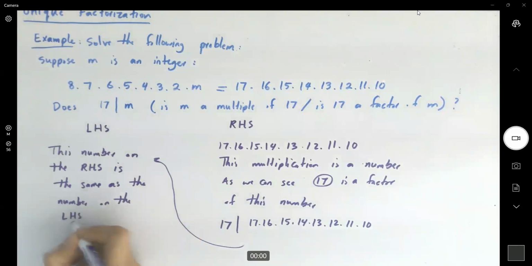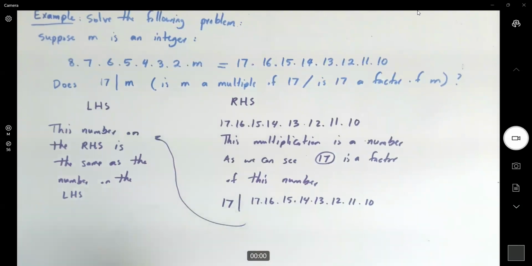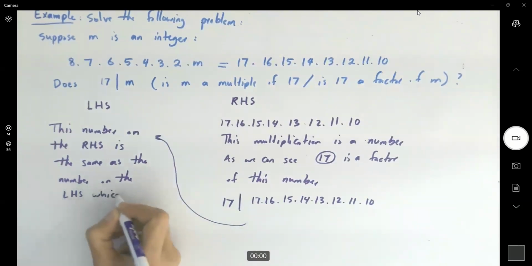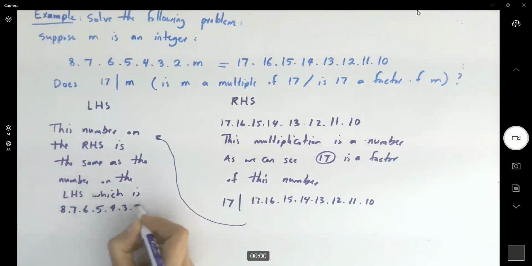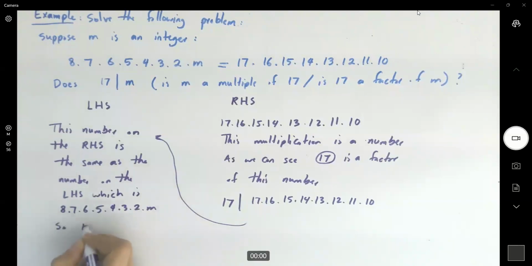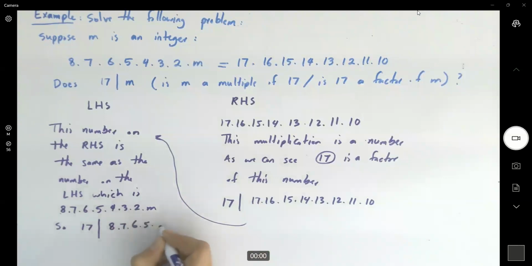The number on the left-hand side is 8 times 7 times 6 times 5 times 4 times 3 times 2 times m. So what's the meaning of that? 17 divides this number. They are the same thing. These two numbers are the same thing, just written in multiplication form: 8 times 7 times 6 times 5, 4, 3, 2, m.